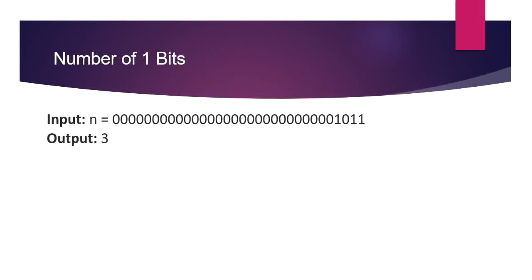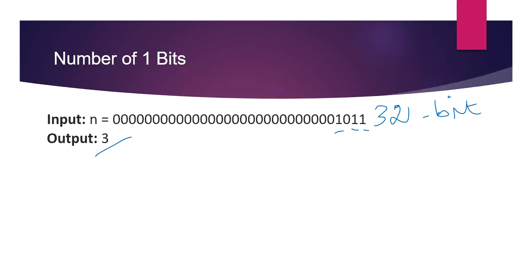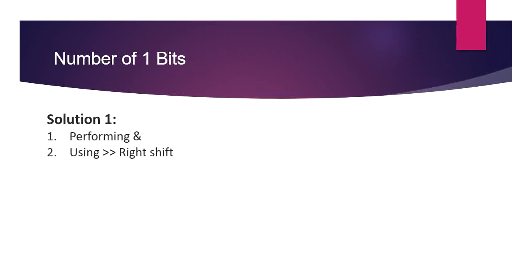Here is our input. If you see, it is a 32-bit integer. So we have to check how many ones the integer has. If you manually count, it has 3 ones and the output is 3. So we are going to discuss two different solutions for the same problem. Our first solution is pretty straightforward.